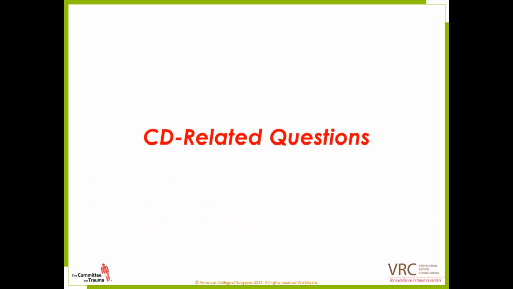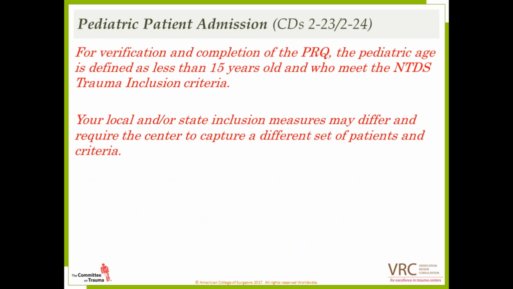So we're going to move on to CD-related questions. Pediatric patient admission, again, just another clarification for verification and completion of the PRQ. The patient age is defined as less than 15 years of age and who meet the NTDS trauma inclusion criteria. Your local and or state inclusion measures may differ and require the center to capture a different set of patients and criteria. And again, that's for any states that have their age set at possibly 17, 18, 22. That's okay. However, when you're completing the PRQ, the data that is going to be used is just for those patients that are less than 15 years of age. That's the data that we want to capture.